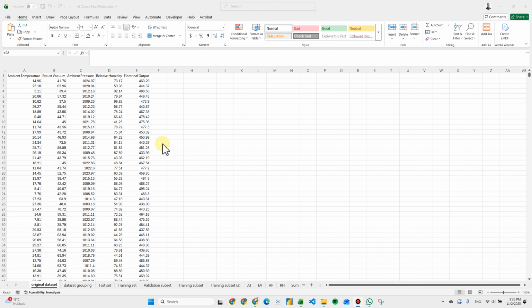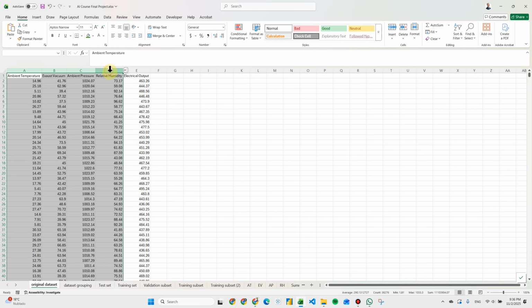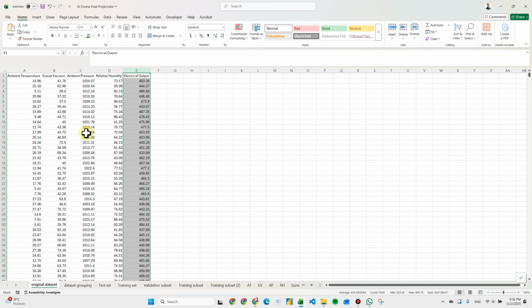I'm going to present my final project on the AI course. I got this data set where we have all these 4 different features, and what I'm trying to predict is the electrical output. Since we have numeric values trying to predict another numeric variable, I decided to do a regression for this model.